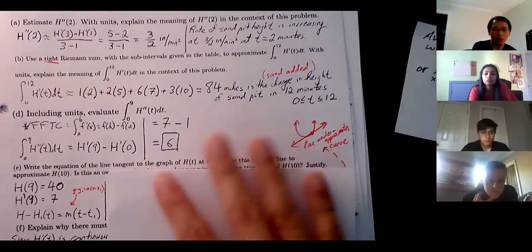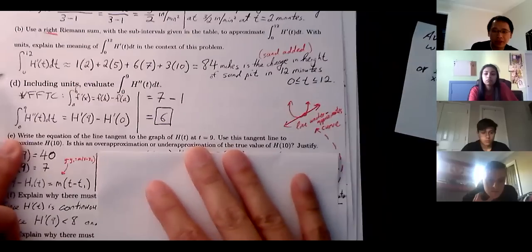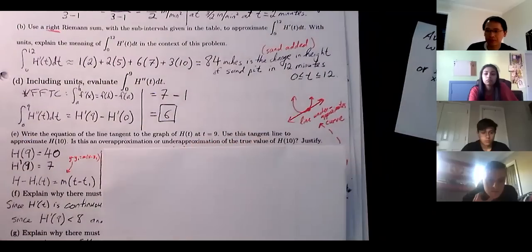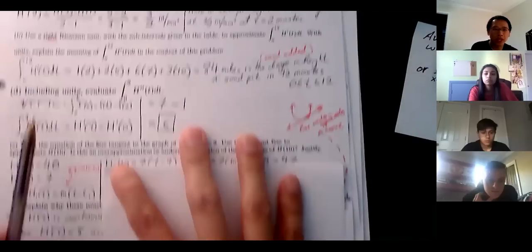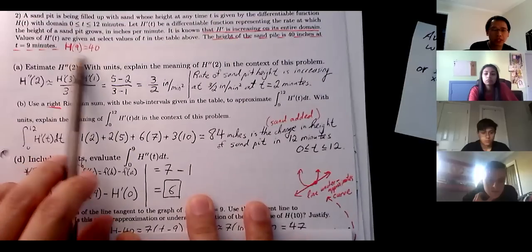All right, so let's see what information we can gather from this problem here. Okay, so what we can gather from this problem is h of 9 equals 40, because that's what's given to us at the beginning, okay?